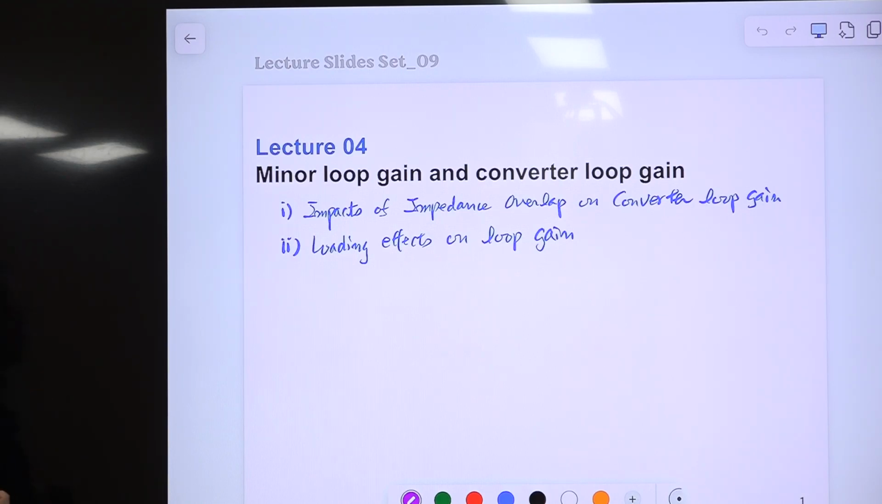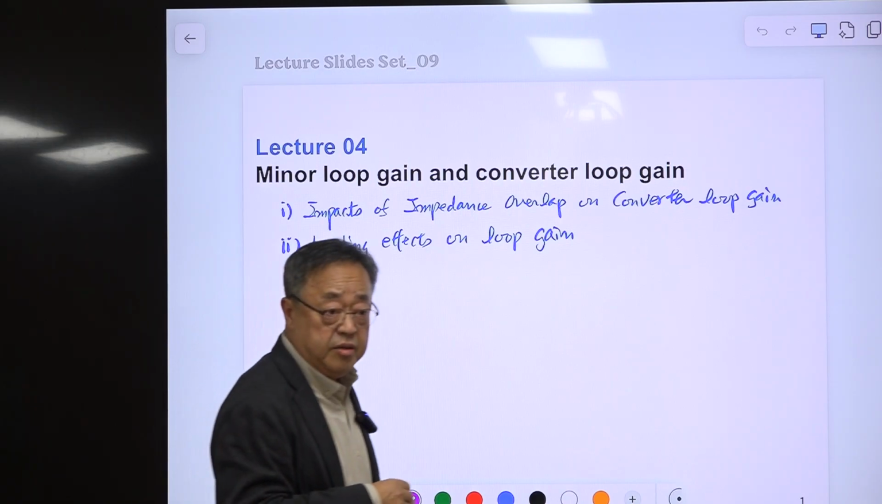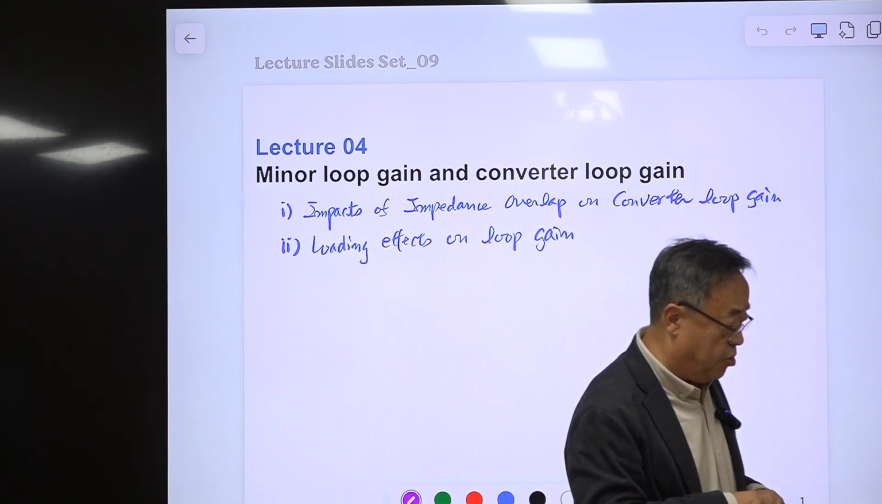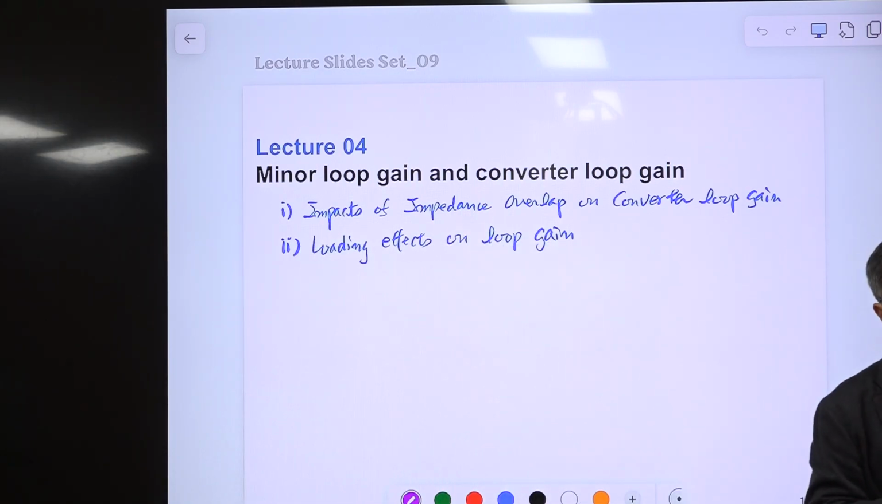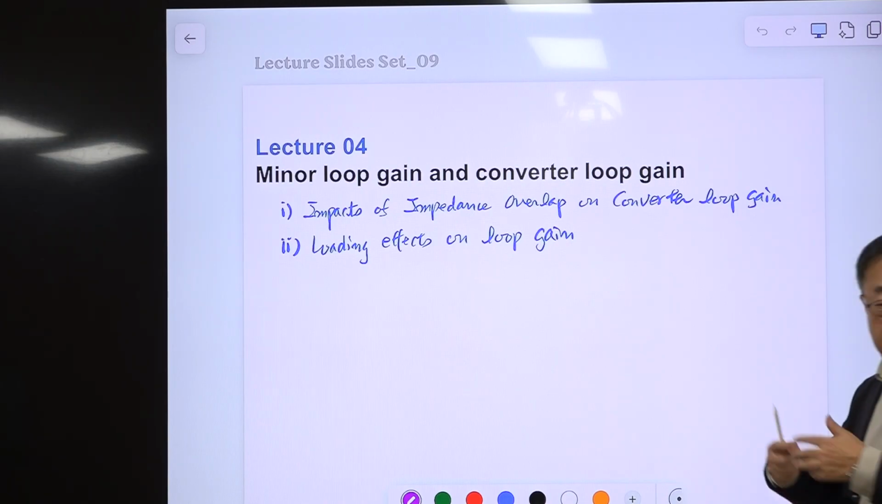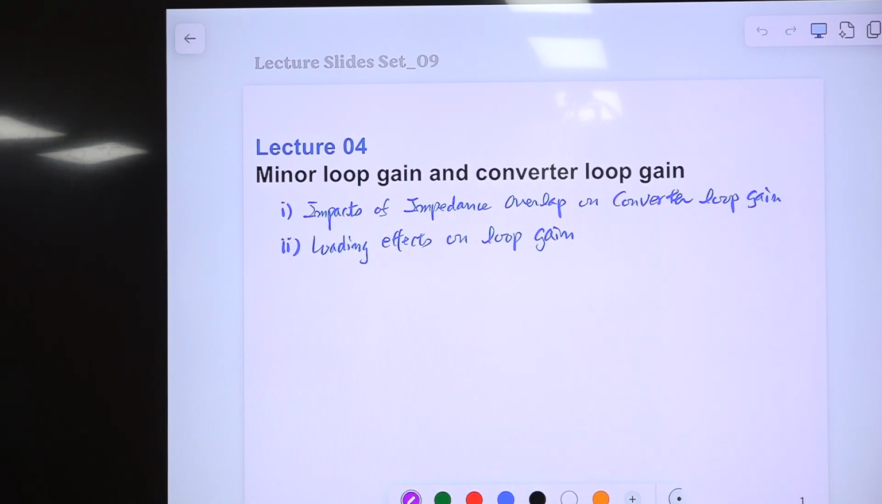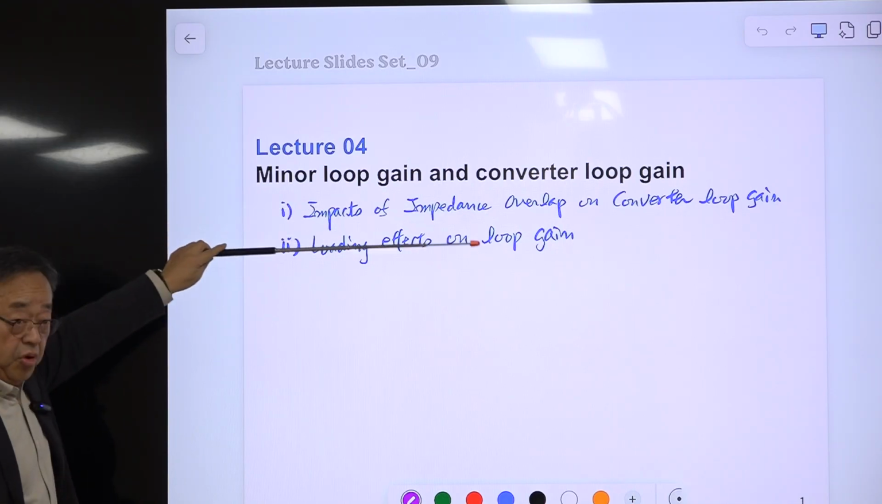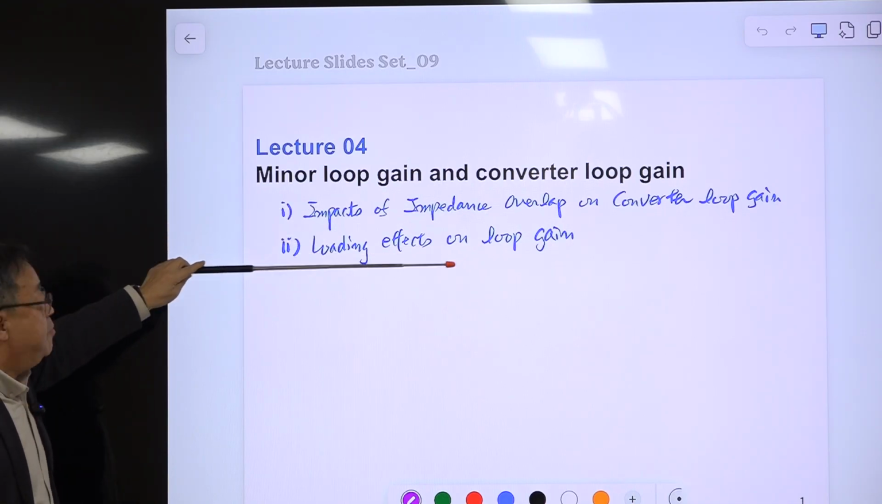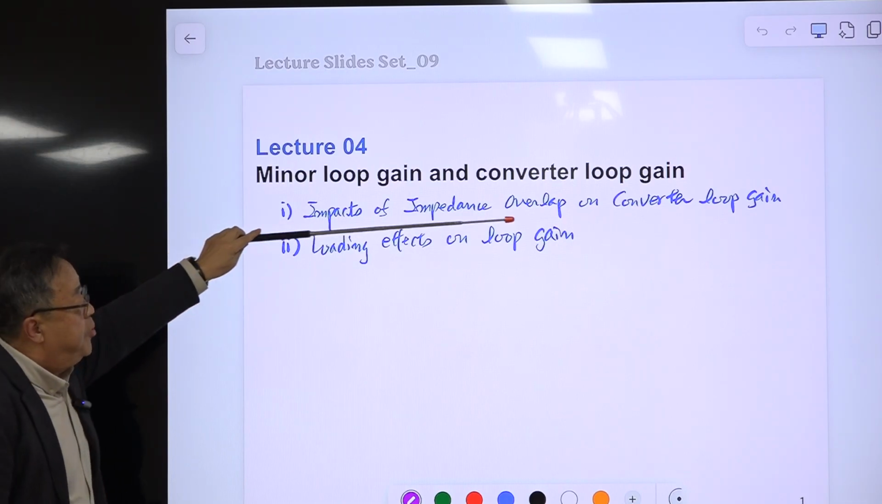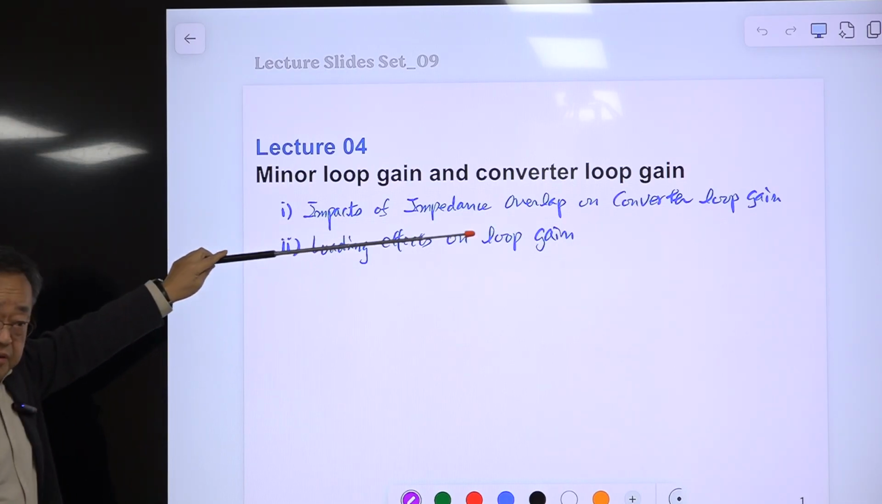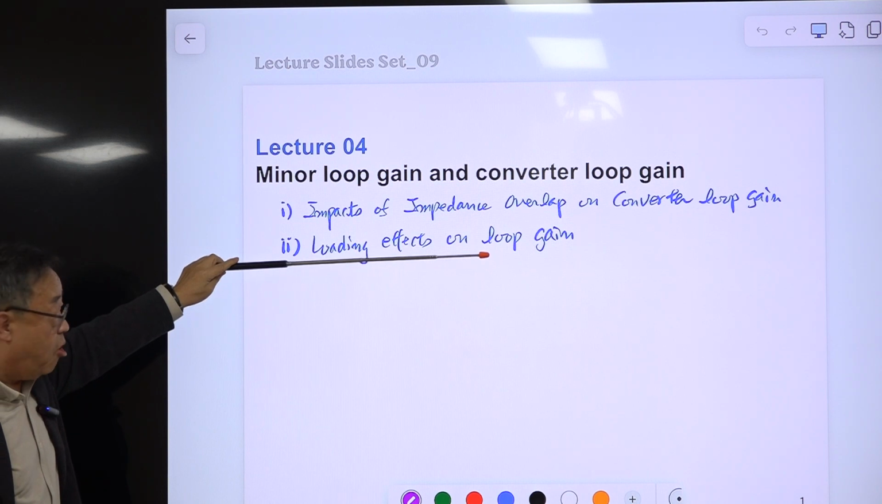Hello everybody, this is lecture 4 and maybe this can be considered as the continuation of previous lecture 3 because we are dealing with the minor loop gain and the load coupled converter. But in this lecture we are paying our attention on the relationship between minor loop gain and converter loop gain. Namely, the impact of impedance overlap at the output of upstream converter.